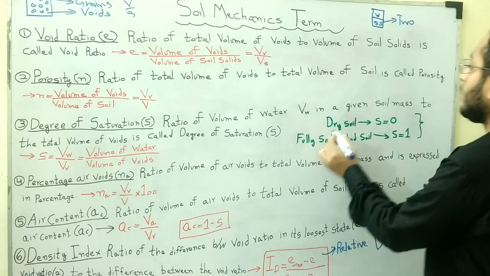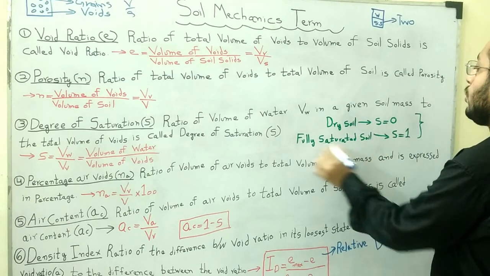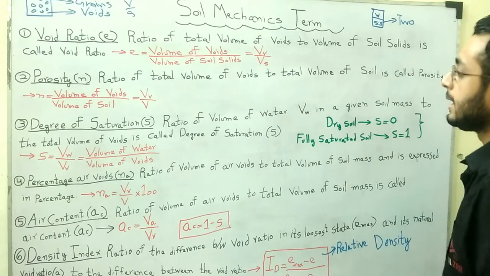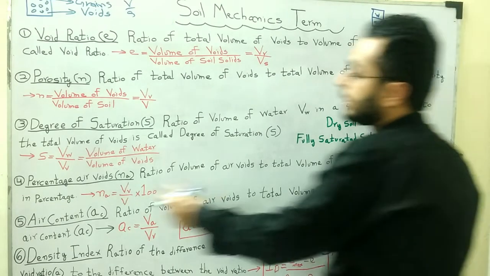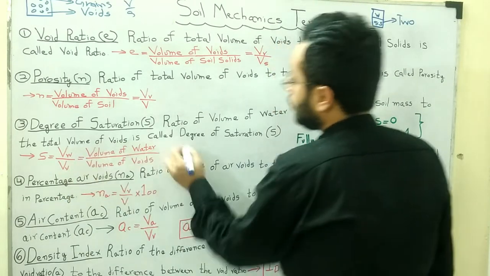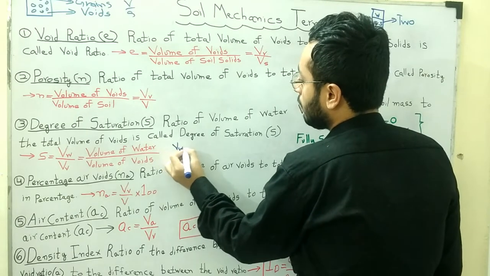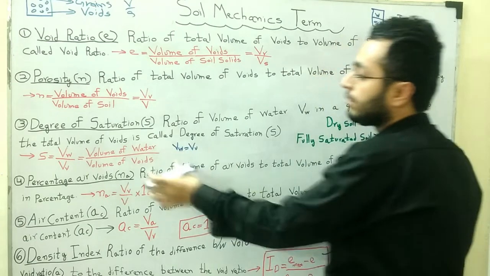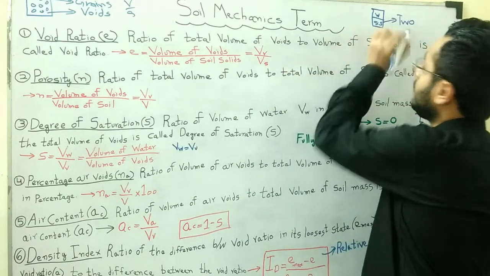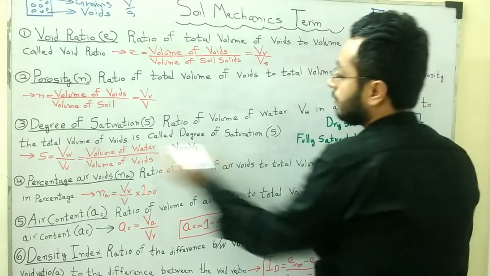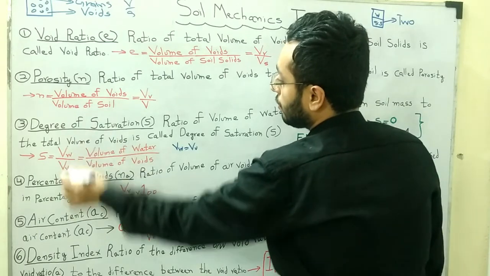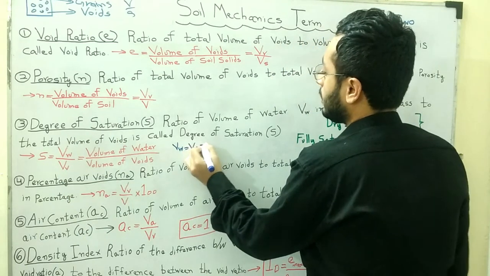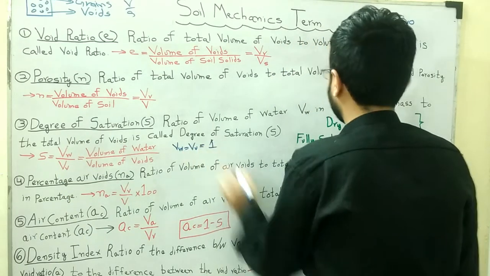Now one thing you can also see: for dry soil, S is equal to 0, and for fully saturated soil, S is equal to 1, because of the volume of water. If we have VW equal to VV, in which case will it happen? When all the voids are filled with water, which is the case of fully saturated soil. Then the ratio cancels and we get 1. So in this case we got 1.